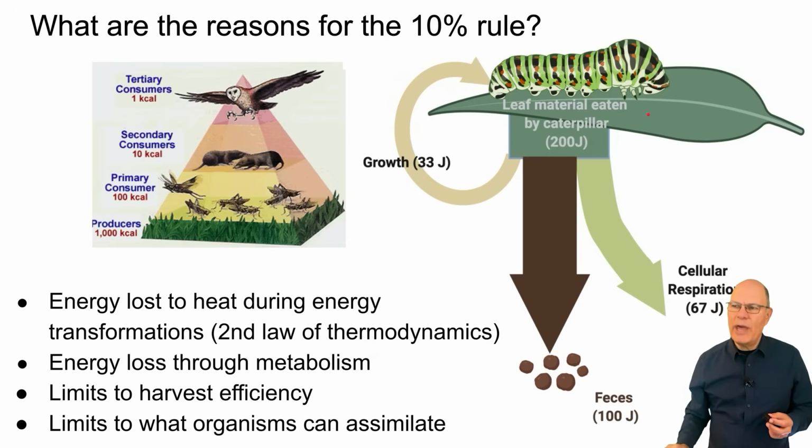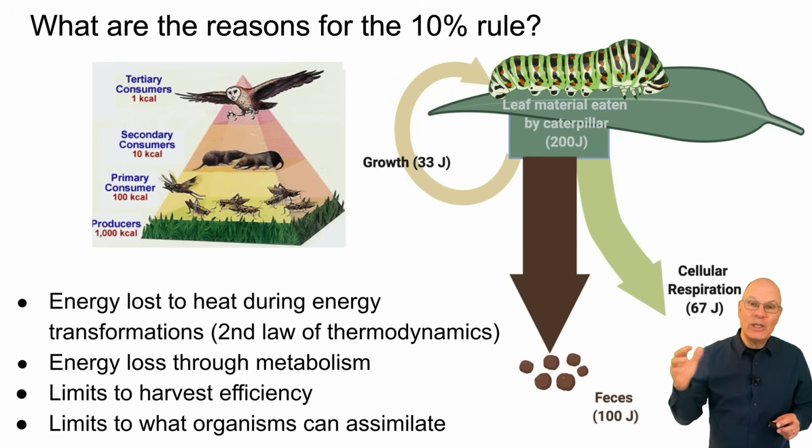A lot of the food that any organism eats goes through it and passes out as feces. Just note that the 10% rule is an average. It's a rule of thumb that explains how energy is transferred from one trophic level to the next within ecosystems.